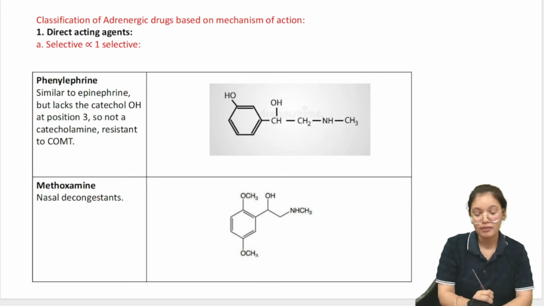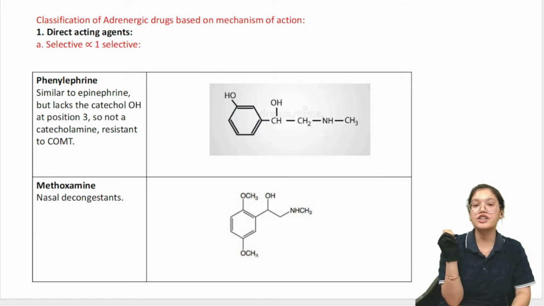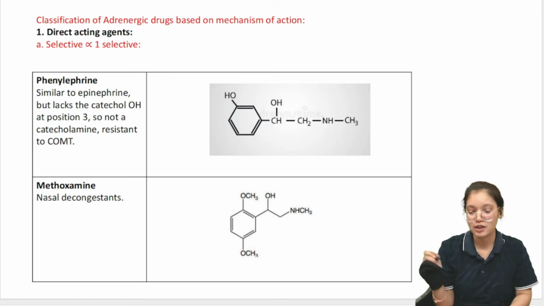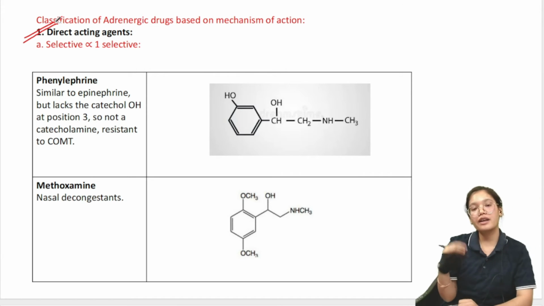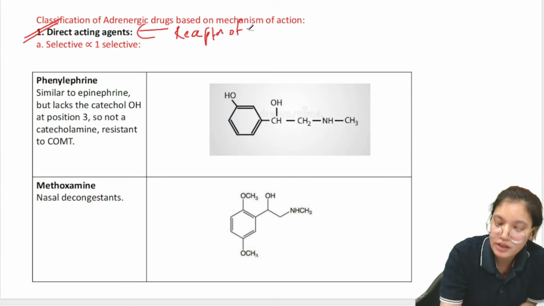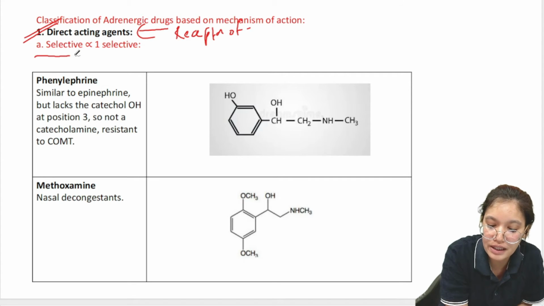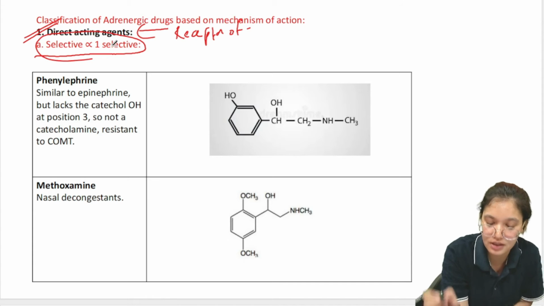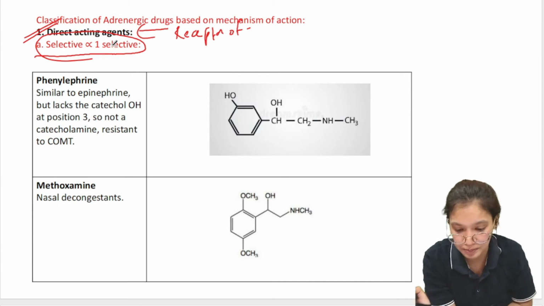Okay. Now moving forward towards the classification of adrenergic drugs based on the mechanism of action. First is the direct acting agent. Direct acting agents means they act directly on the receptor of adrenergic drugs. So first are the alpha-1 selective drugs, alpha-1 adrenergic selective drugs.